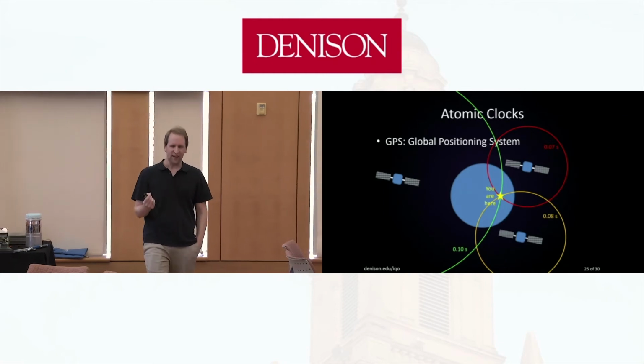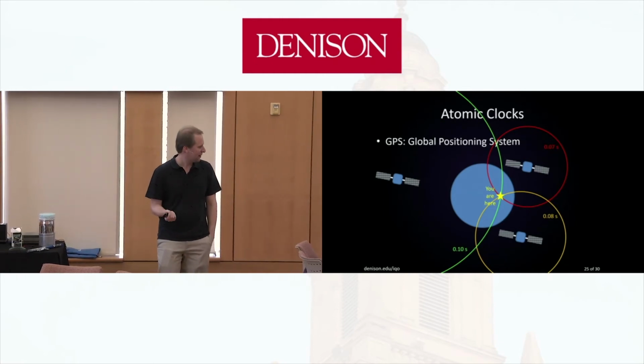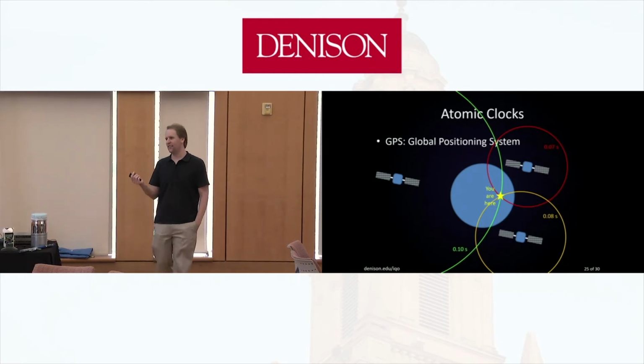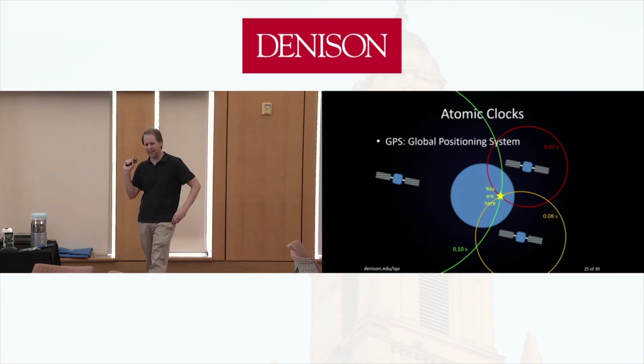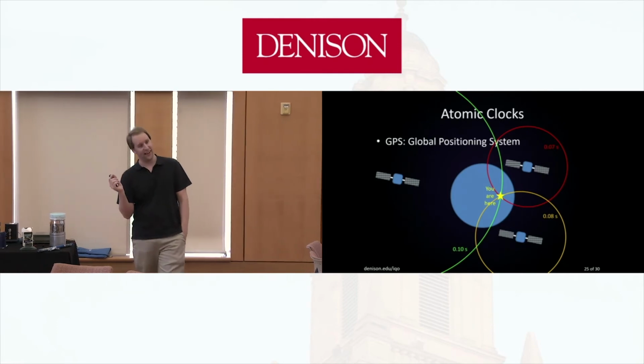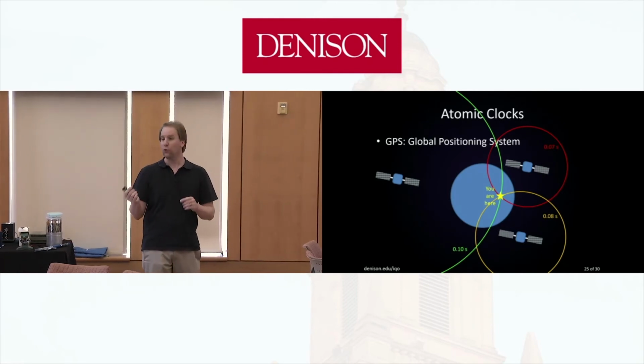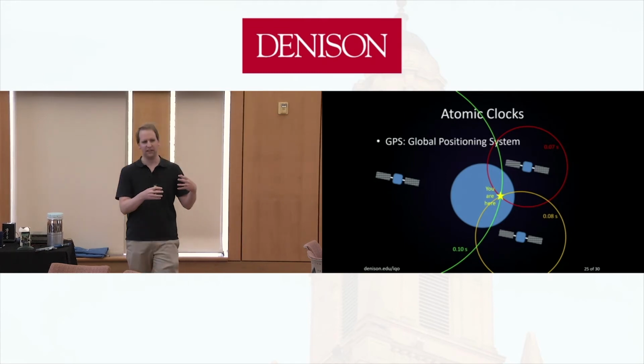So GPS relies on the precision of atomic clocks in order to position things, people, cars, trains, everything on the surface of the Earth. Now, the clocks that are in the satellites do not actually, at least not yet, contain trapped and laser-cooled atoms. It's a simpler version of an atomic clock.